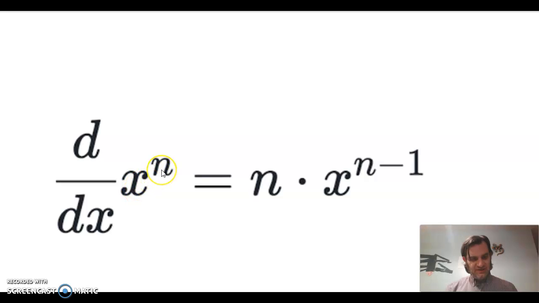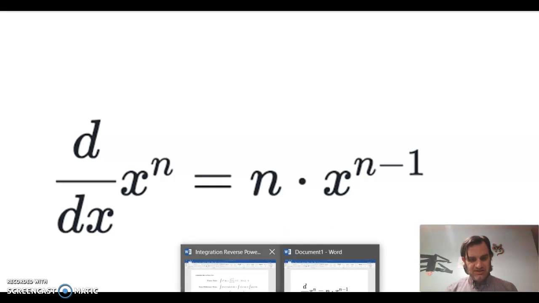So x to the fifth, if we took the derivative, remember the 5 comes out front, we'd have 5 times x to the, we'd reduce the power, fourth. Okay, 5x to the fourth. So when I say integration, antiderivative, we're going to do that process backwards. Okay, so let's see here.